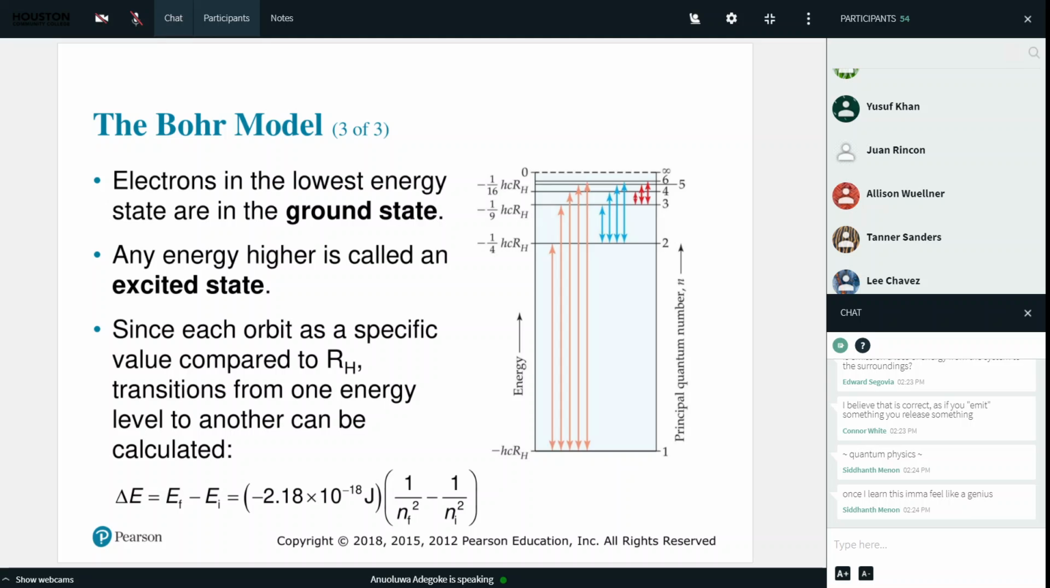The summary of it all is that electrons in the lowest energy are in the ground state. Let's say this is the lowest energy, this is the ground state. The next level, the higher energy, is the excited state. To calculate the difference in energy between one level and the other, we use this formula: delta E equals E final minus E initial equals minus 2.18 times 10 to the negative 18. By the way, this constant is called the Rydberg constant.